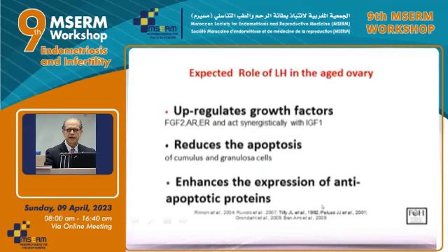We also know that LH in advanced maternal age will upregulate growth factors like FGF2, amphiregulin, epiregulin, and will work and act synergistically with IGF-1 for the benefit of the development of the follicle. And also there will be a reduction of apoptosis, especially of the cumulus and granulosa cells, which are important to the end maturation of the oocyte. It is also known that LH will enhance expression of anti-apoptotic proteins in the follicle.